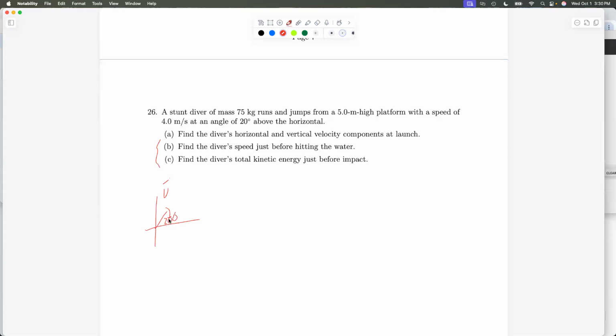Let me draw it a little bigger so that it will show up better here. This is 20 degrees. Here's Vy. Here's Vx. Here's magnitude of V. And this is 4. So it's just trig. Vx will be magnitude of V cos of 20. Vy is magnitude of V sine of 20. All right, those are whatever they are.